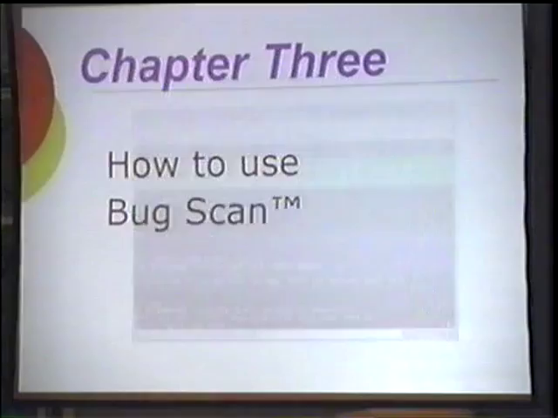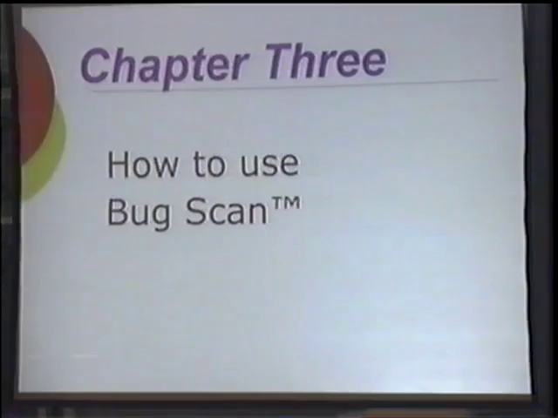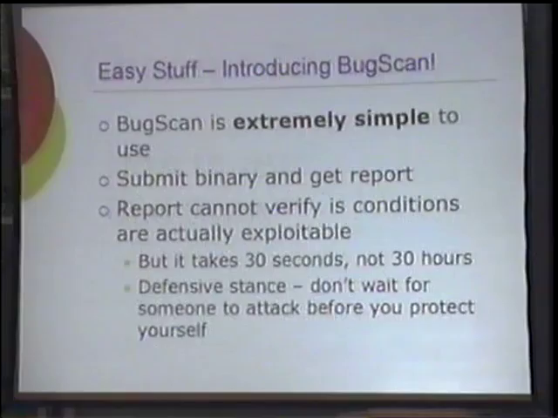Now, I'm going to talk about BugScan very briefly. This is the only thing that I have that's actually a product. The rest of the stuff is all tools. The key here, the biggest thing I learned when I was building Hailstorm, is that you can't make a product really complicated. So the coolest thing about BugScan is that it's extremely simple to use. You put the binary in, you get the report out. It doesn't tell you if it's exploitable, of course. It just gives you a hint of where the locations might be. But it takes 30 seconds, not 30 hours, to do this work.